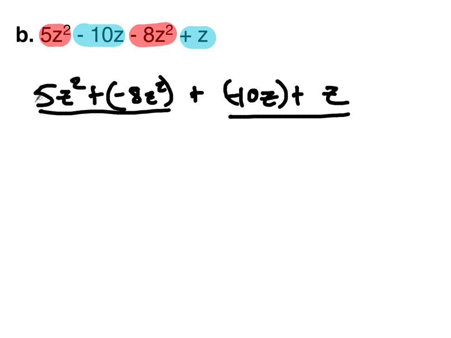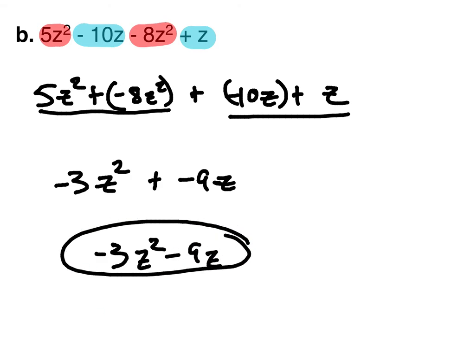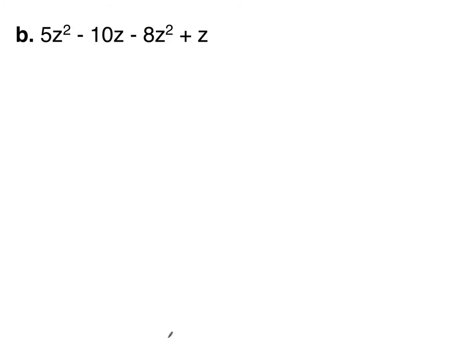5 and negative 8 combine to give you a negative 3z squared. So you add the coefficients together. And then over here you have negative 10 and a positive 1. When you add those together, you get a negative 9z. So another way you could write this is negative 3z squared minus 9z. That's simplified by combining like terms.